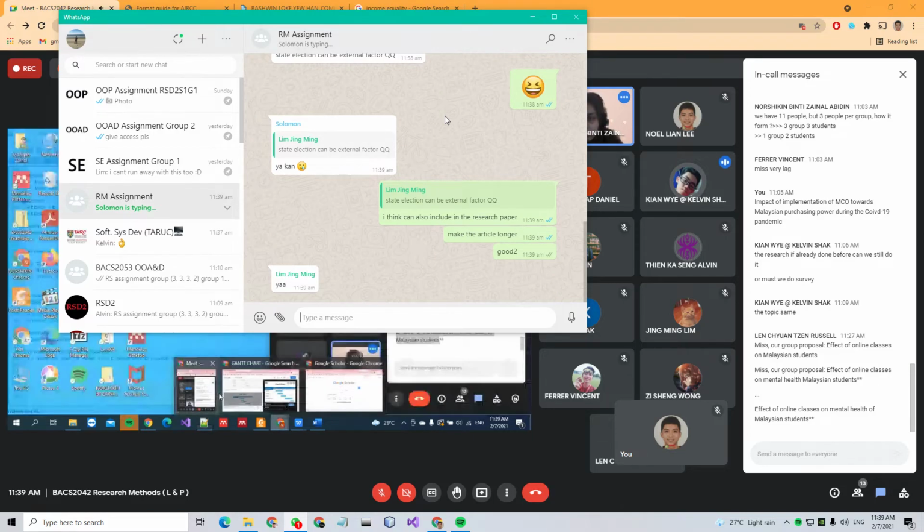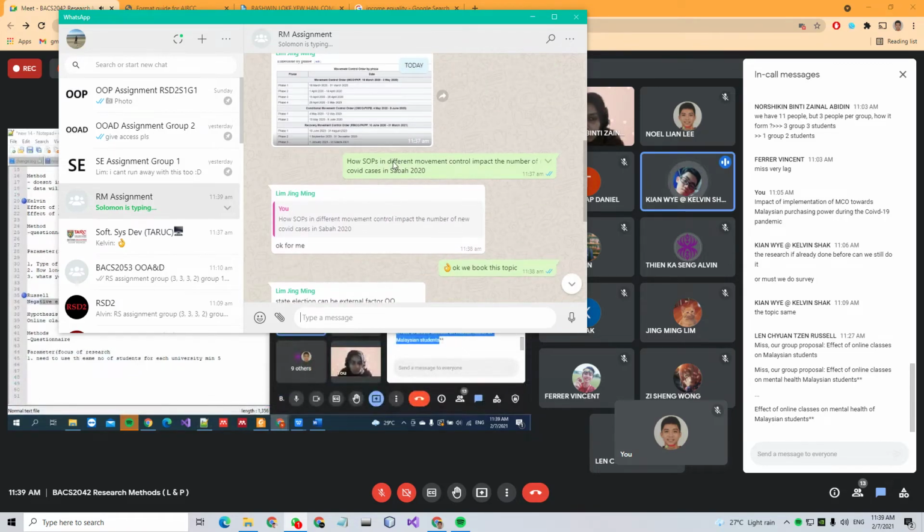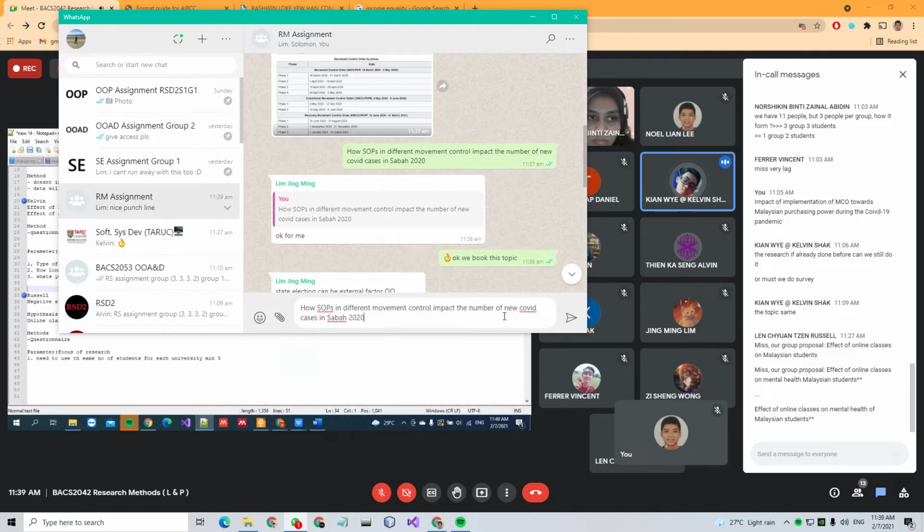Can I use research that supports different effects, like positive effects and negative effects? Some say good, some say bad. Do you want to include both effects in your research? Yeah, I just want to ask if I can include both effects in my research.